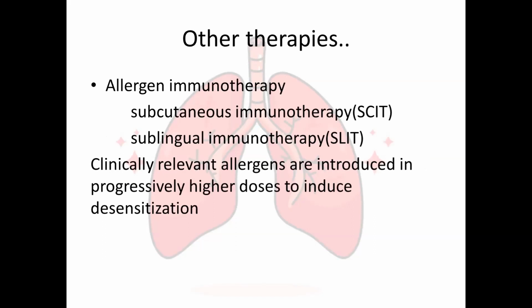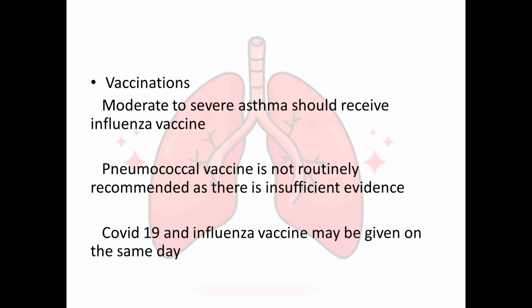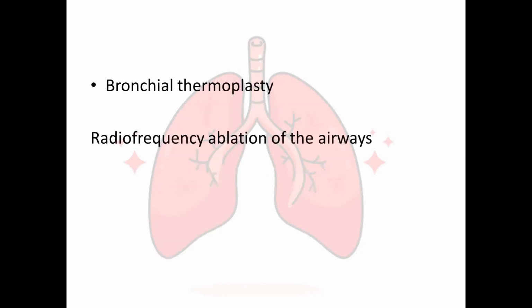So a few words about other therapies. We have allergic immunotherapy, commonly used as subcutaneous immunotherapy and sublingual immunotherapy. Here, clinically relevant allergens are introduced in progressively higher doses to induce desensitization. Then regarding vaccination, moderate to severe asthma patients should ideally receive the influenza vaccine yearly. Pneumococcal vaccine is not routinely recommended as there is insufficient evidence. Then COVID-19 and influenza vaccine may be given on the same day also.